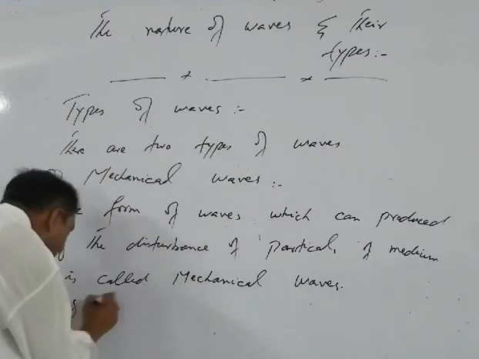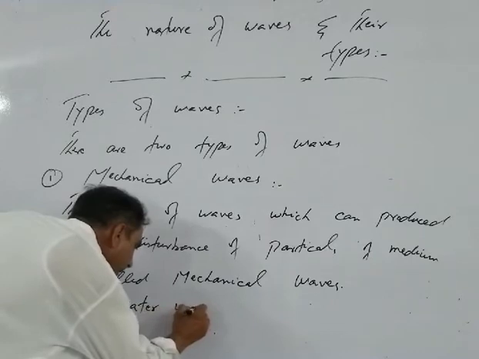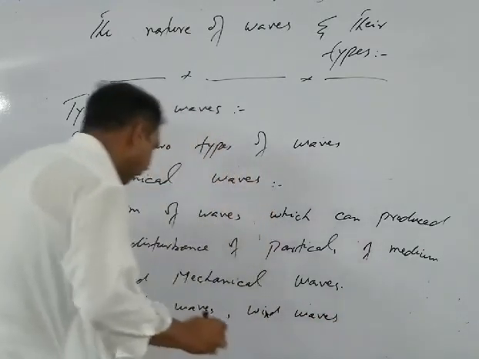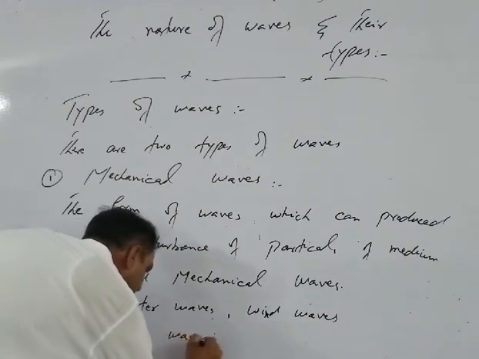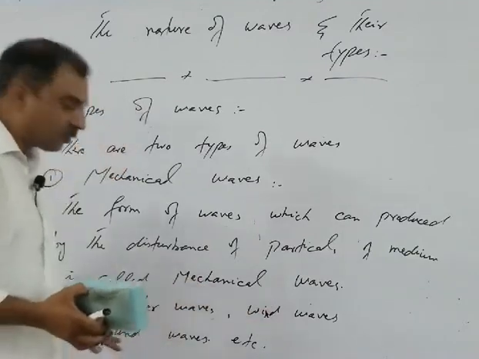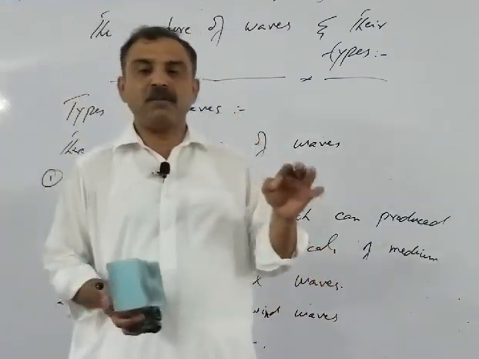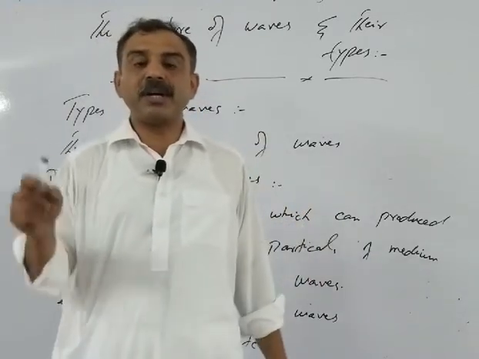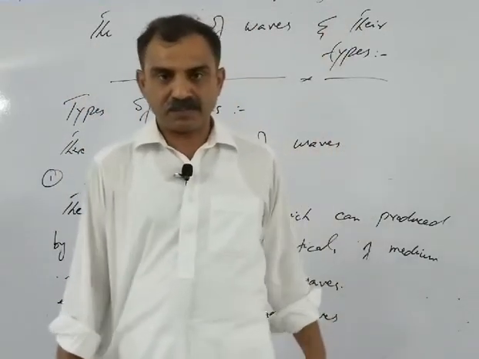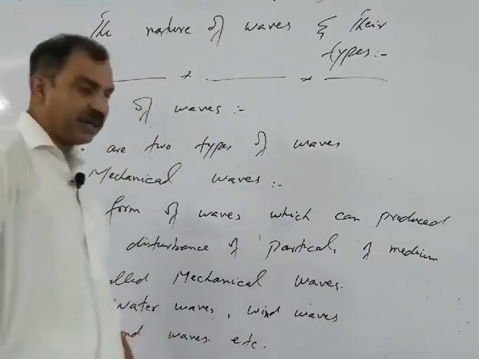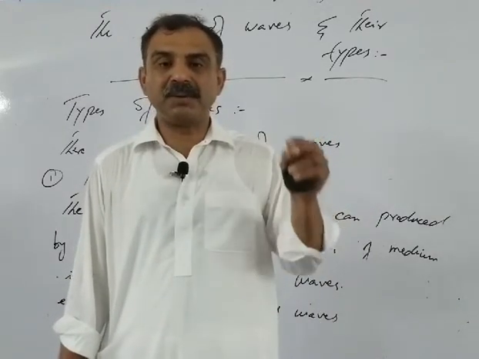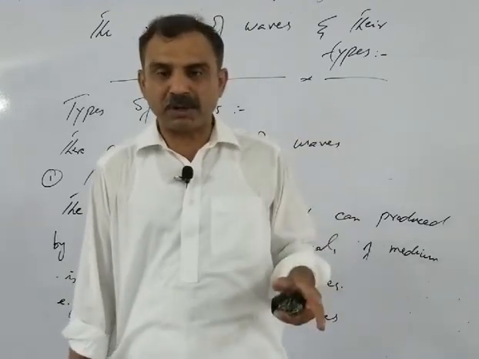For example, water waves, wind waves, sound waves, etc. These all forms of waves require a medium. There must be a material medium involved. For example, water waves can be generated by the water molecules. Similarly, wind waves can be generated by the air molecules. Similarly, sound waves are also produced by a material medium, I mean to say any material medium like air molecules, solid molecules, water molecules, liquid molecules, etc.